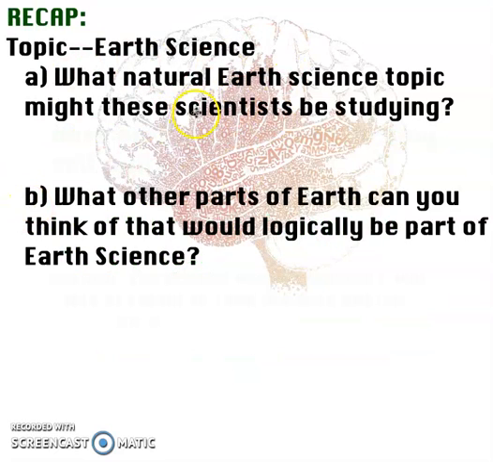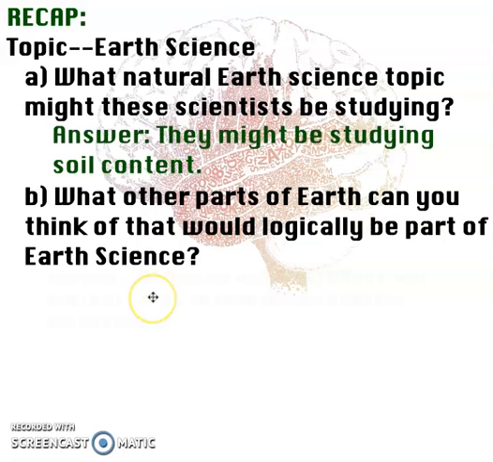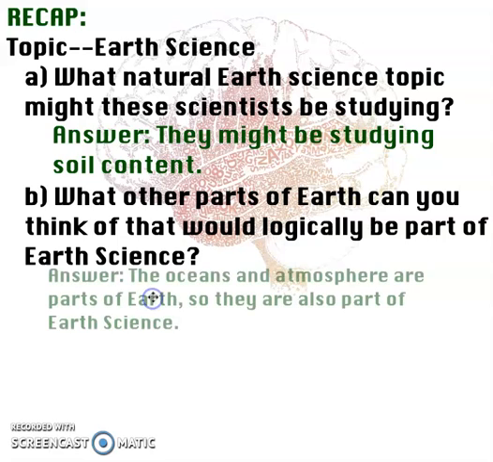All right, looking at the picture of earth science, what natural earth science topic might these scientists be studying? They might be studying soil contents. What other parts of Earth can you think of that would logically be part of Earth science? Earth science doesn't just include Earth, but it includes the oceans, all the water found on Earth, and all the gases found on Earth, also known as atmosphere.